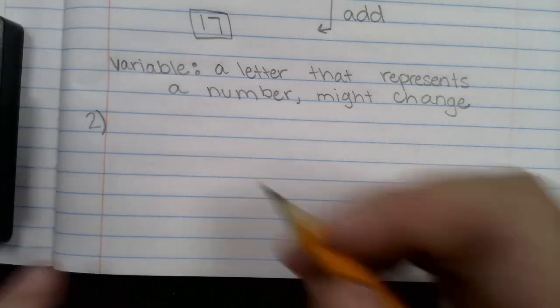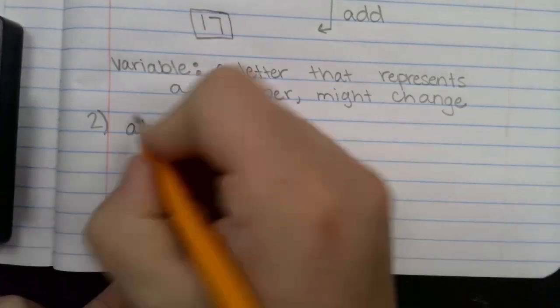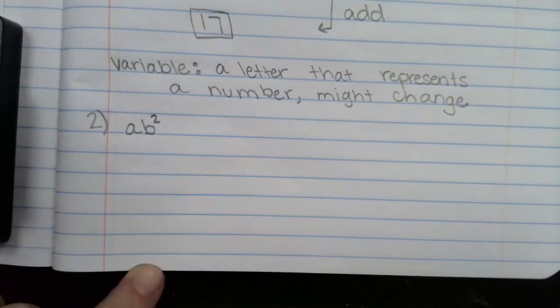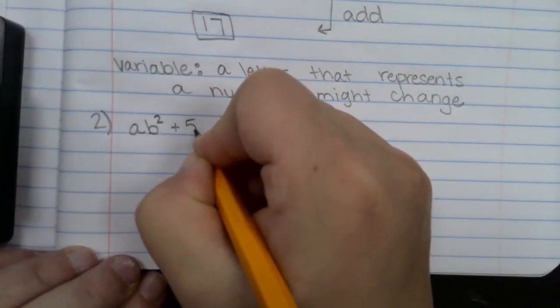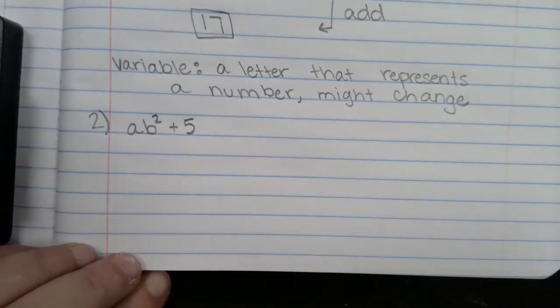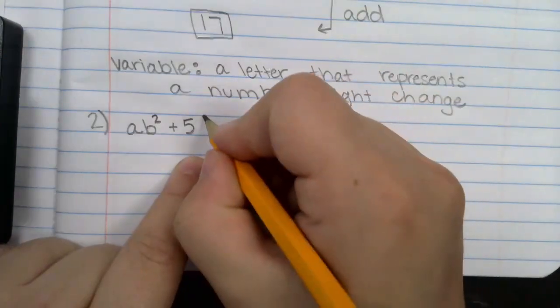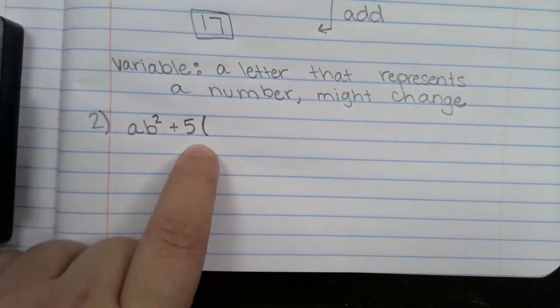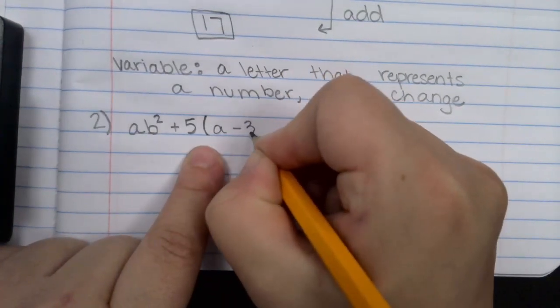All right, number 2, we have A, B to the 2nd power plus 5 times the quantity of. When I say quantity of, what is a quantity? I don't know. Answer to a problem? Sure. Kind of like a separate amount, yeah. A quantity is an amount, so I need to show that this amount is separate. So when I say times the quantity of, I want to use those parentheses. A minus 3.